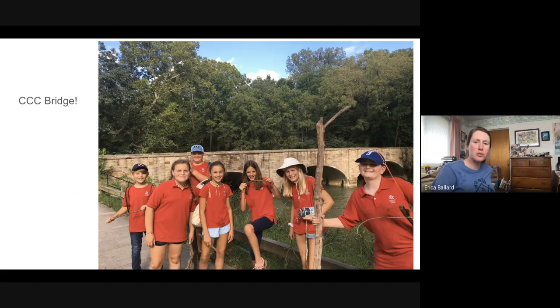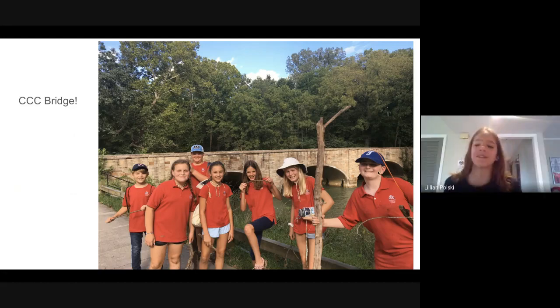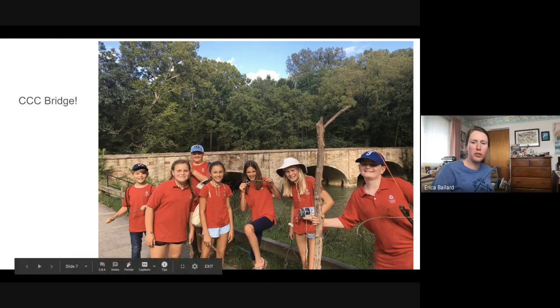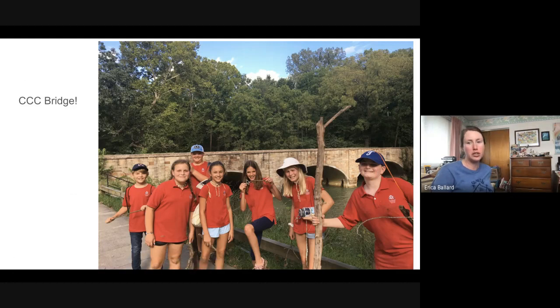This was a bridge built by the CCC. Okay, so you have seen work the CCC did, and a lot of it is still around. It's very good. It's usually made out of stone, so it's very high quality work.